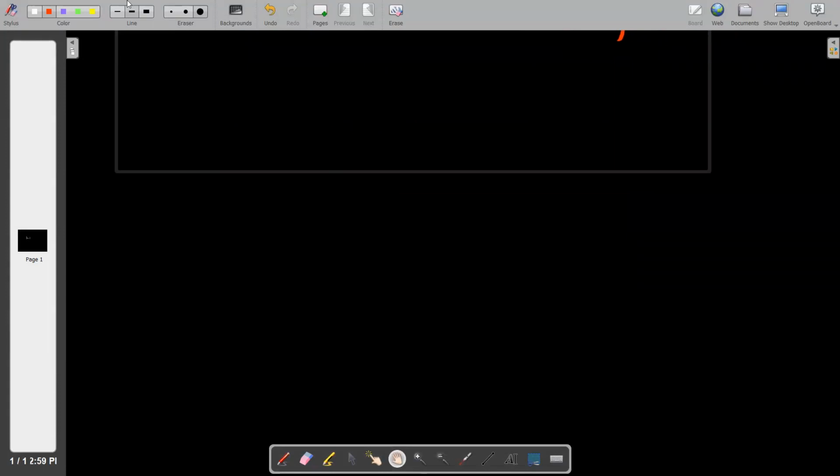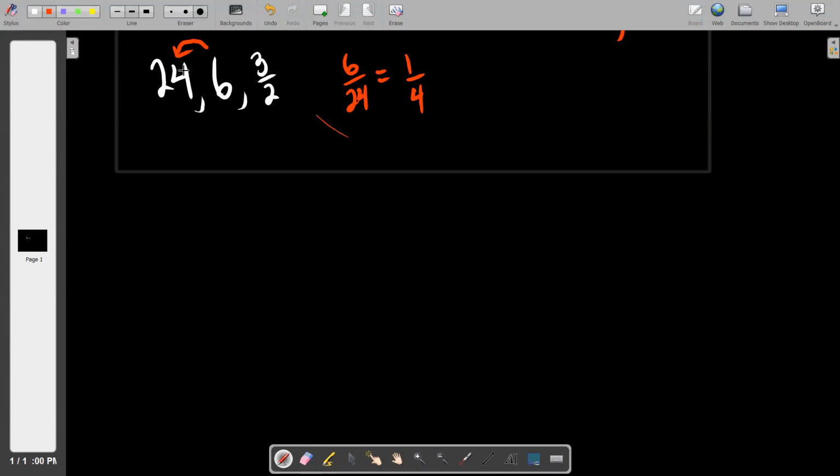For question number 5, our sequence is 24, and then 6, and then 3/2. And remember what I showed you in class yesterday: to find the common ratio when it's a little bit harder for you, take and actually do the problem backwards. So take the number 6 and divide it by 24. You can type it right into a calculator and get a decimal, but again, I personally prefer to use fractions. So when I reduce 6 divided by 24, I get 1/4. So that's what I'm going to state is my r value, 1/4.